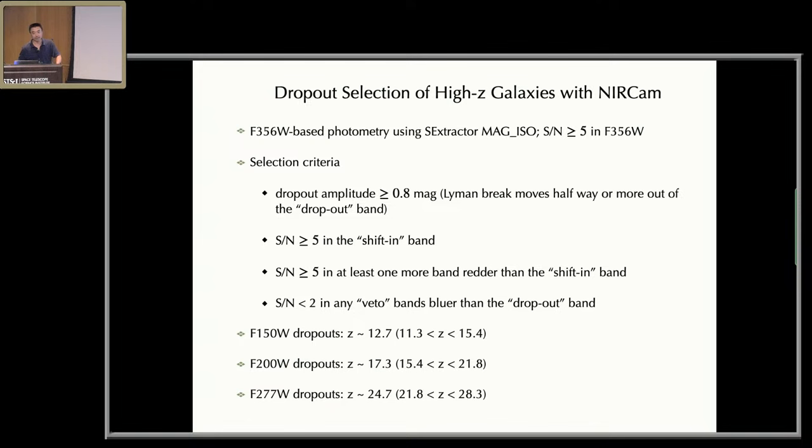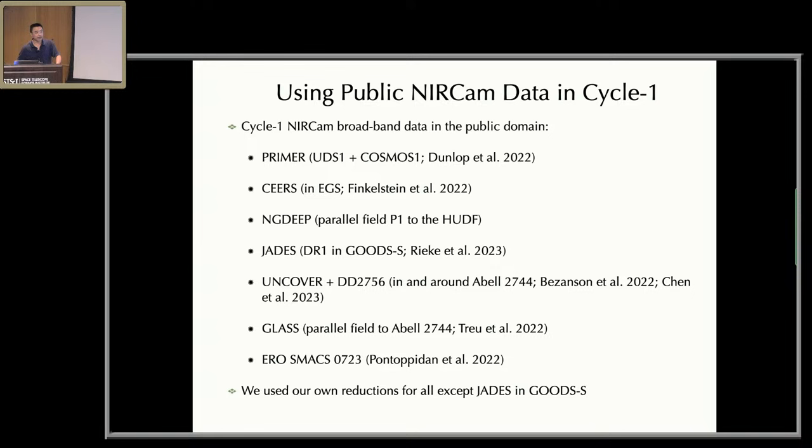We are using all the public NIRCam data in cycle one up to July. Here is a list of all those fields: PRIMER, UDS1 plus COSMOS, because the COSMOS field is already done, CEERS, NGDEEP, JADES, UNCOVER in Abell 2744, and also GLASS. And lastly, but not the least, SMACS 0723. We use all of those, and we use our own reduction for the sake of consistency, except in the JADES data, which is in GOODS-South, because we don't have access to the raw data. But thanks to them, they released their reduced data.